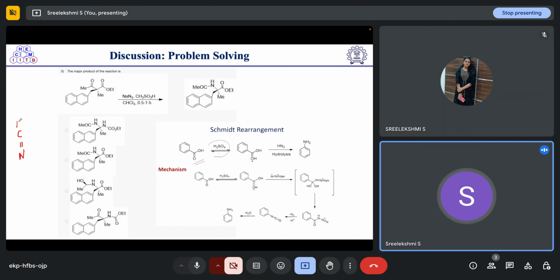So this carbon is already having this methyl group as well as another R group. Then this R group will migrate over this nitrogen. So this will be N plus, and then this will be stabilizing the resulting carbocation. So the major product will be this one, option B.